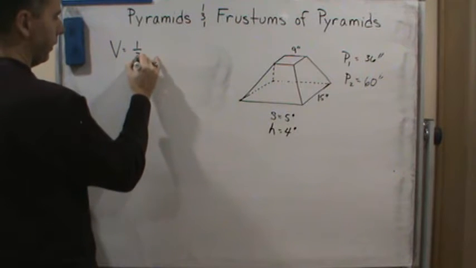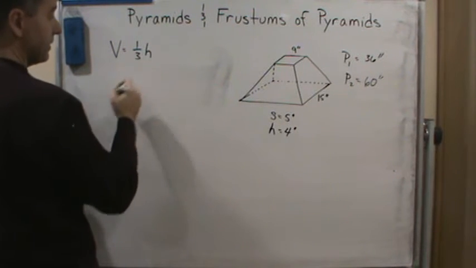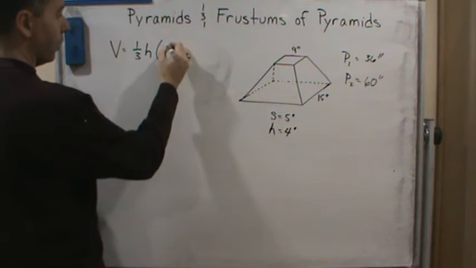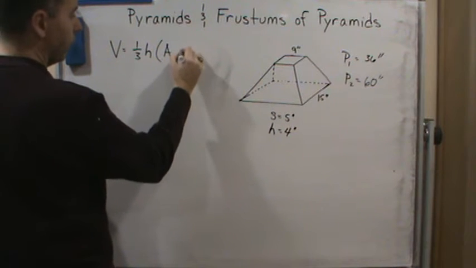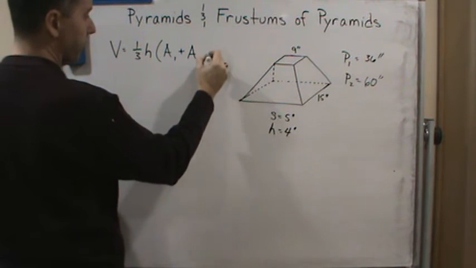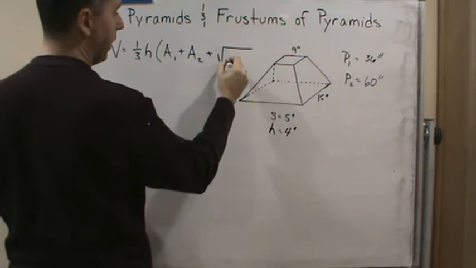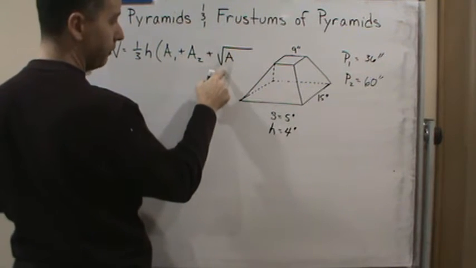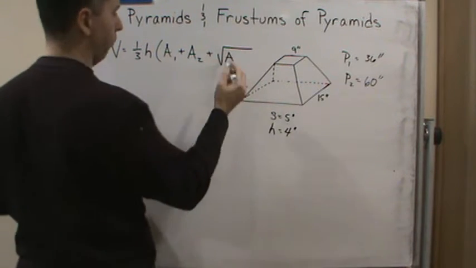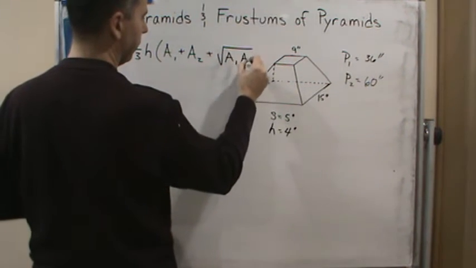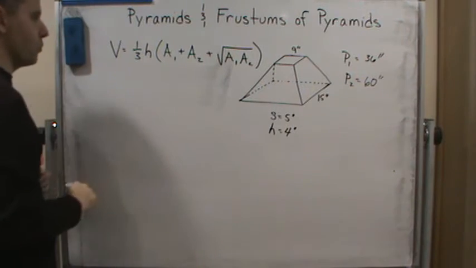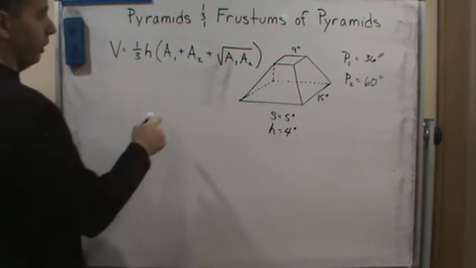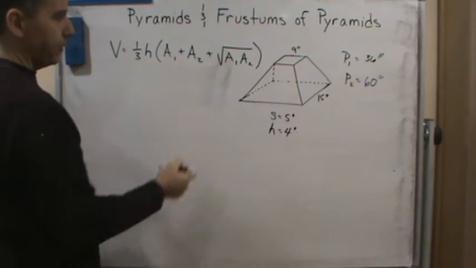The formula for the volume of a frustum is 1/3 times the height times A1 plus A2 plus the square root of the product of the two. A nice little rhyme, just made that up. Anyway, we need area 1 and area 2.